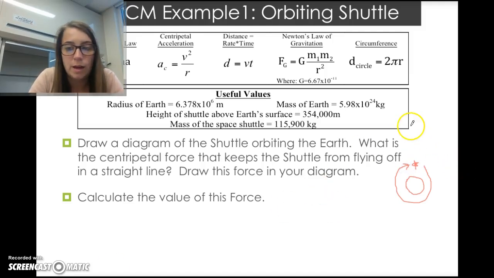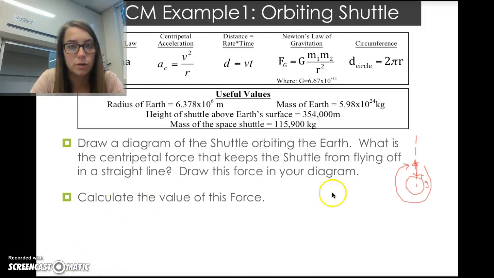So if you remember from our lab the other day, we want to know what the centripetal force is, so we can draw that centripetal axis, which means just straight towards the center. And what force is pulling this towards the center? Well, that's going to be gravity, right? Fg, because that's what's keeping this satellite shuttle in orbit. So that would be what the picture would be.